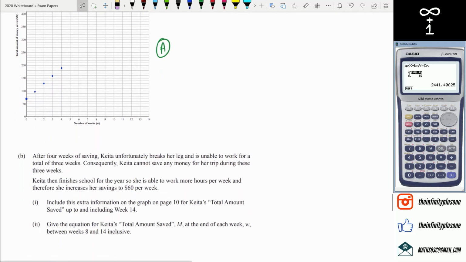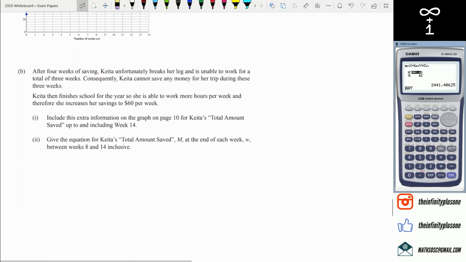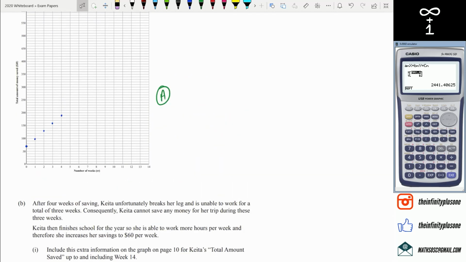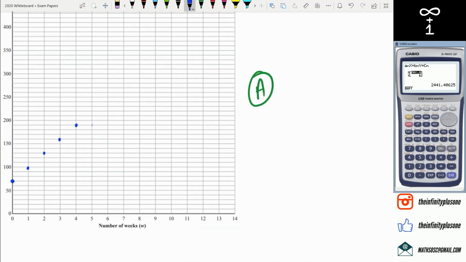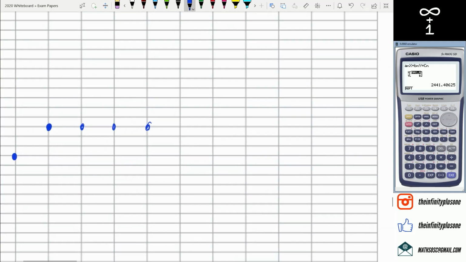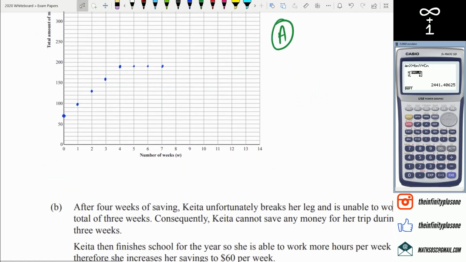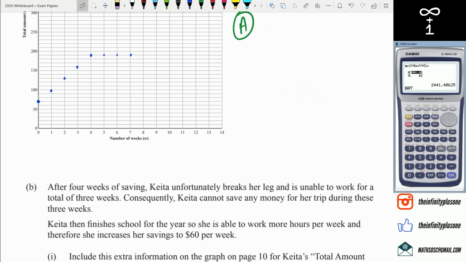All right, so the second part of the question: she breaks a leg, unable to work for 3 weeks. So the story is that she's actually broken her leg for 3 weeks. For 3 weeks, she is not getting any money that she's saved. So I'm going to go back to this one. Week 5, no pay. Week 6, no pay. Week 7, no pay. So that's 3 weeks she's injured for. And then she starts saving $60 per week after that.